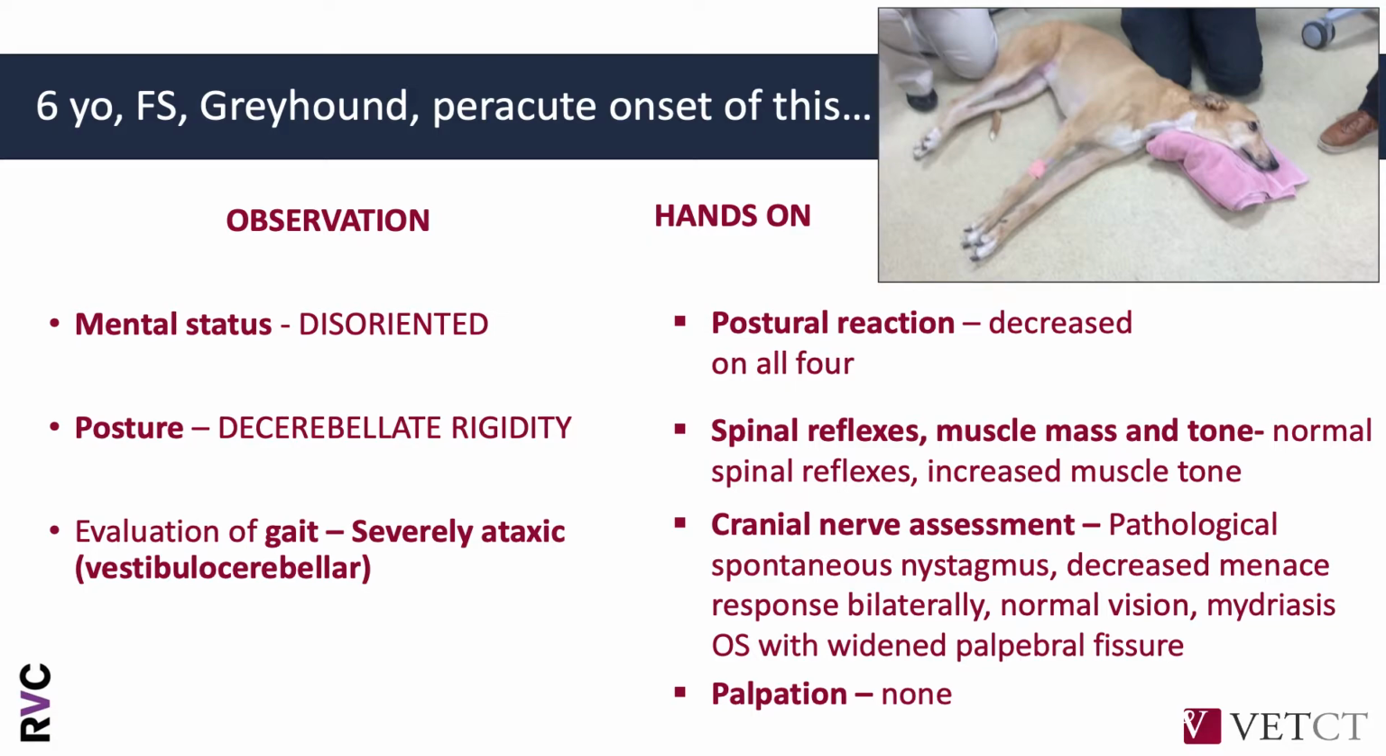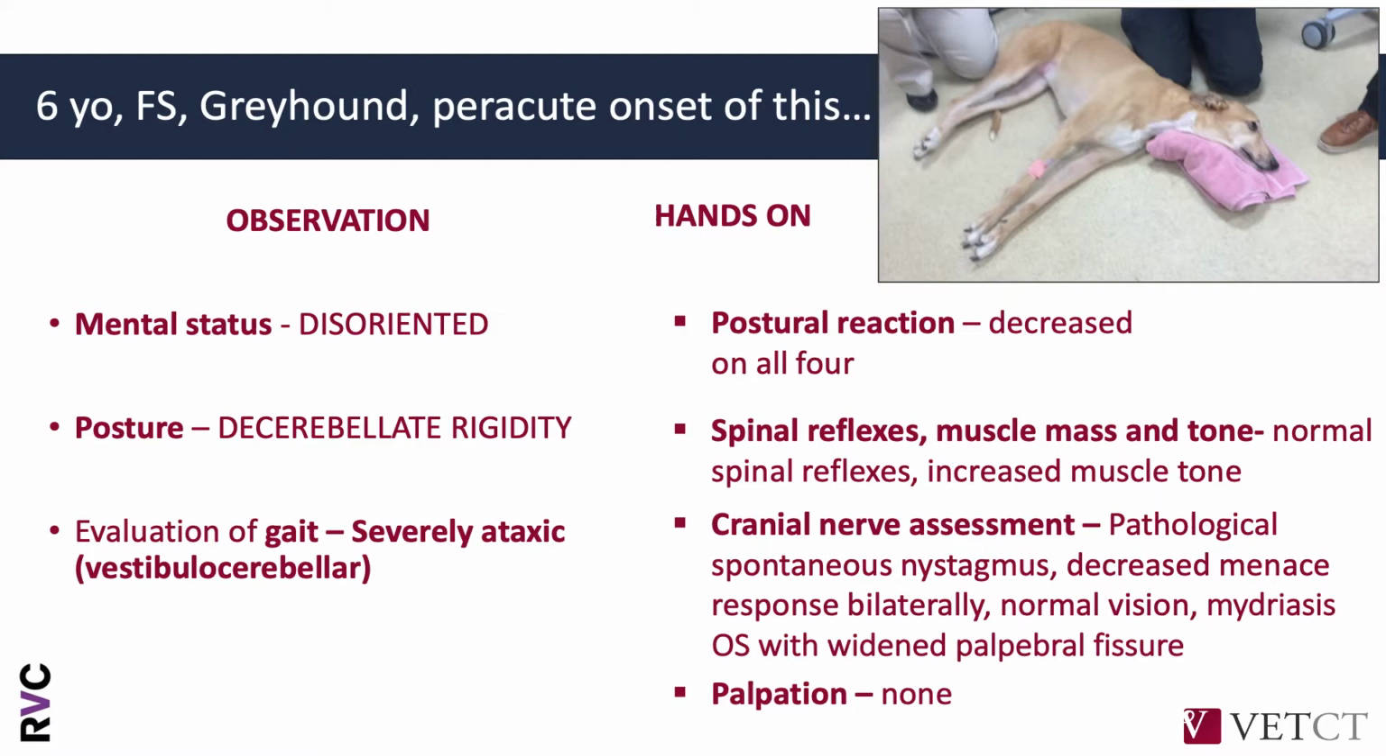The evaluation of the gait was difficult because as soon as the posture of the dog was changed, the dog was getting very uncoordinated, and overall you could see it was getting quite stressed. On those patients, it's better not to try to evaluate the gait if you really cause stress on it. And when we evaluate the postural reactions, you can only see the thoracic, but there was a decrease on all four. Spinal reflexes were all normal on all four limbs, but we could see an increased muscle tone.